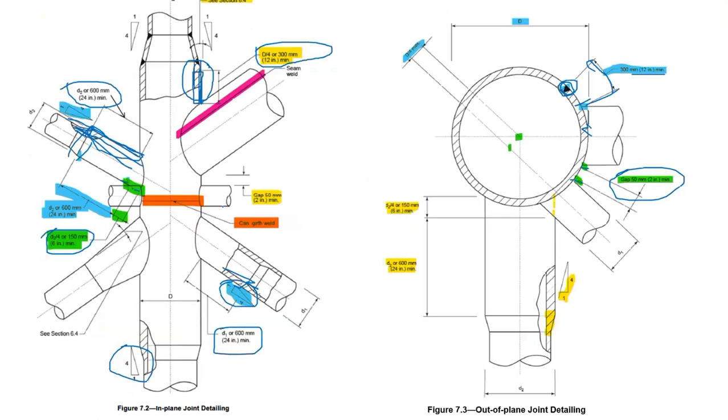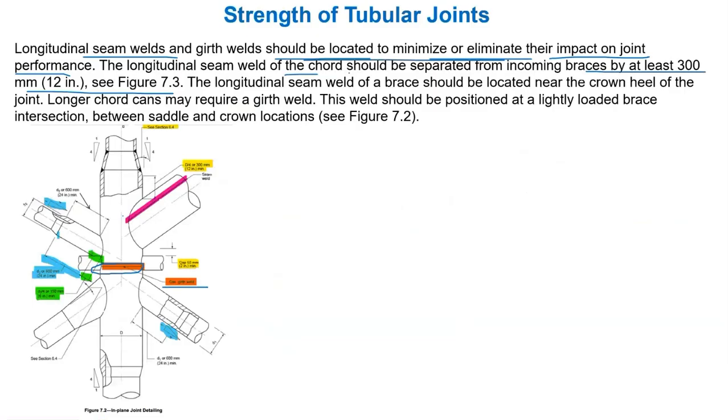See here, from this point to this, a minimum of 300 mm should come. The longitudinal seam weld of the chord should be separated from incoming braces. This is the chord member, and this is the incoming brace member. From this brace, it should be separated at least 300 mm. If you place it like this, it will have a minimum impact on the joint performance.